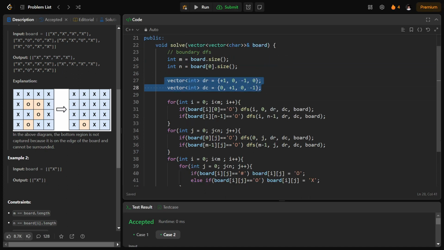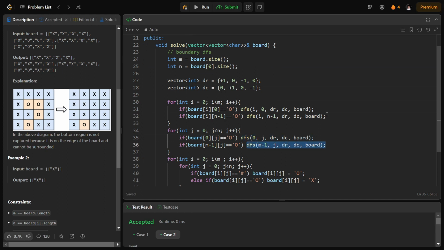Now what I do is, I equal to 0, I less than M. So I'm traveling in this first row and the last row, and I say if I find an O in this, you do the DFS traverse. And in this for loop, I'm saying if you find an O in this, do a DFS traversal.